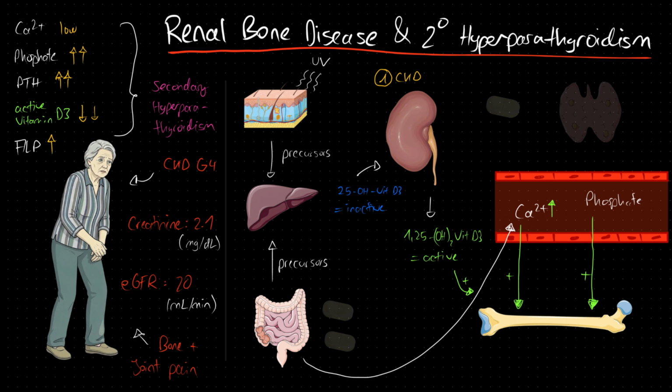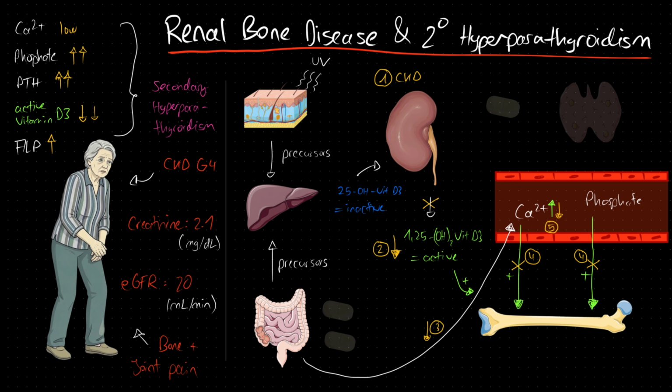What happens with vitamin D3 in advanced kidney disease? As in this patient with severe kidney damage, active vitamin D3 levels drop. With reduced active vitamin D3, intestinal calcium absorption decreases, bone formation stagnates, and eventually serum calcium levels begin to fall.